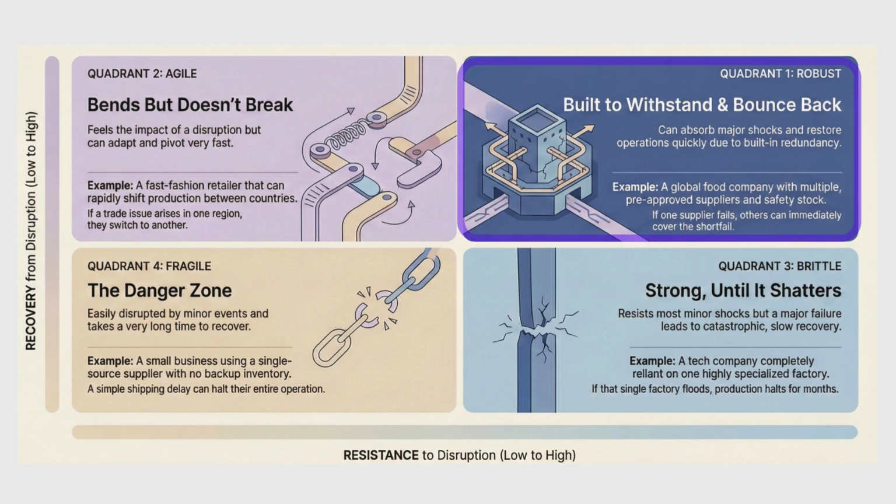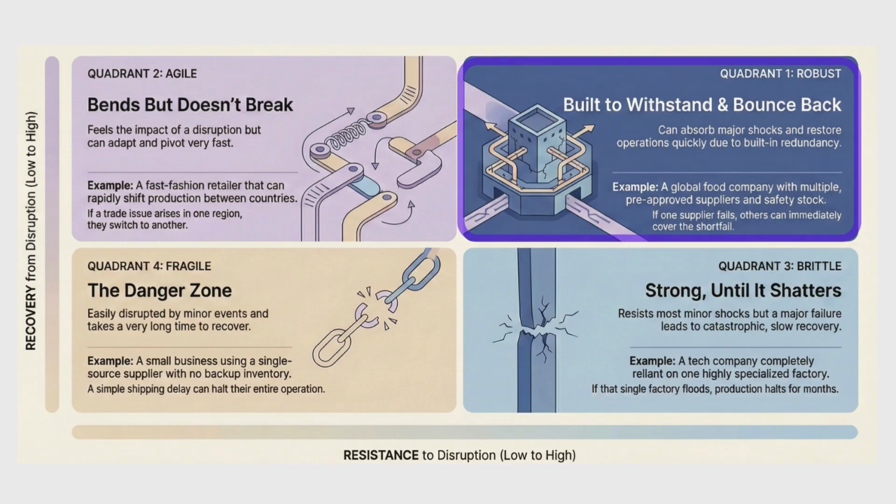Quadrant 1, robust, built to withstand and bounce back. This quadrant represents supply chains with high resistance and high recovery capability. They are built with strong redundancy, meaning they can absorb major shocks without collapsing and can quickly restore operations afterward.